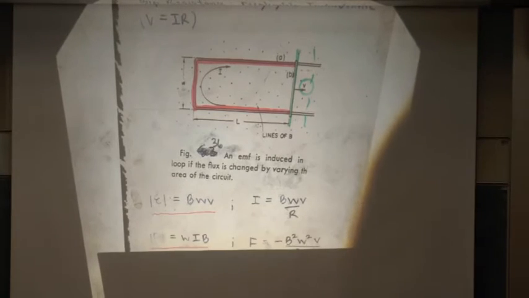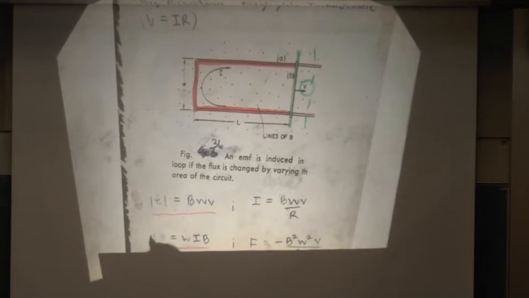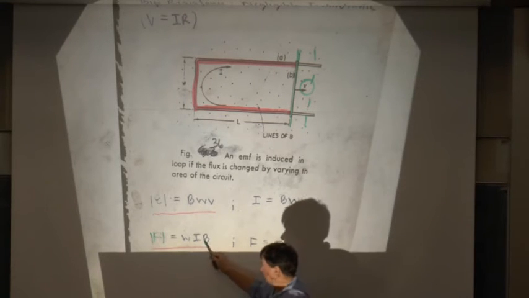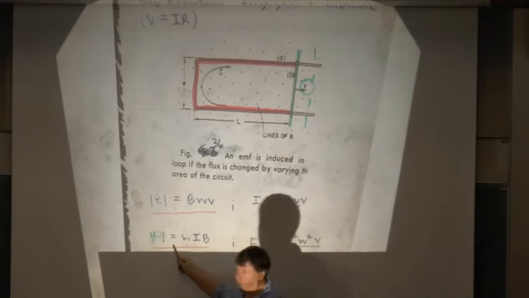That is the magnitude of the force on the crossbar. It's the width times the current times B. I'm not treating that in this course.